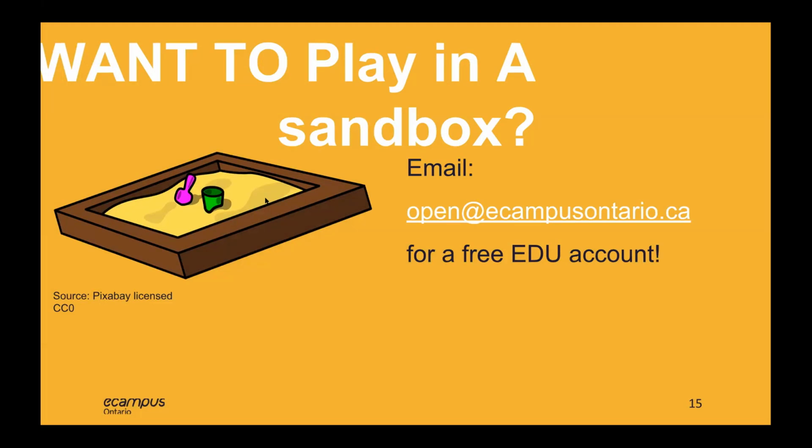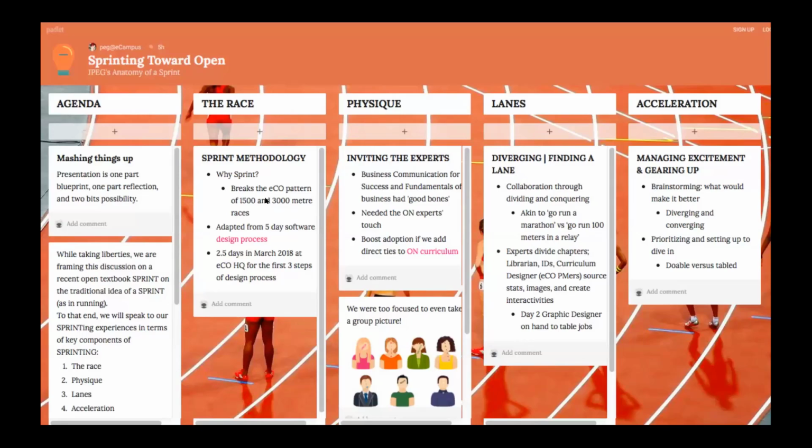So if you want to try it out, you can get a free EDU account. Just email open@ecampusontario.ca. Normally, if you go for the free Pressbooks account, you don't get the H5P, the extra fun things. So if you want to get an account, just email and we'll set you up. You can play around, and you can ask us for help if you need it. Watching the Pressbooks videos is good for how to use Pressbooks generally.